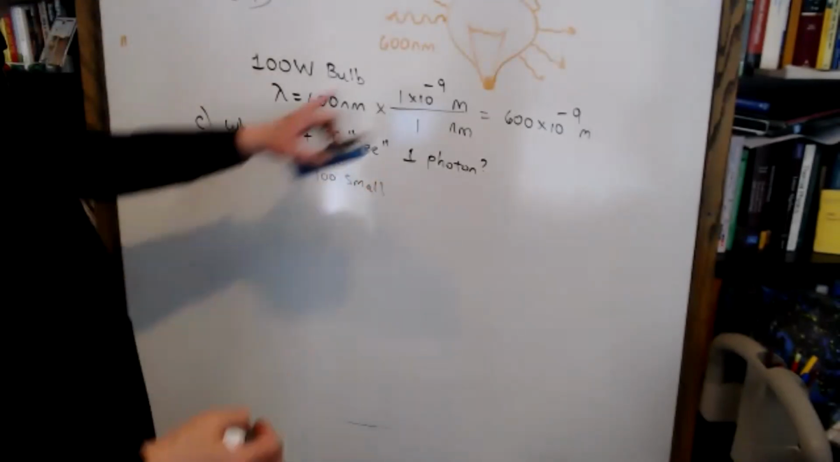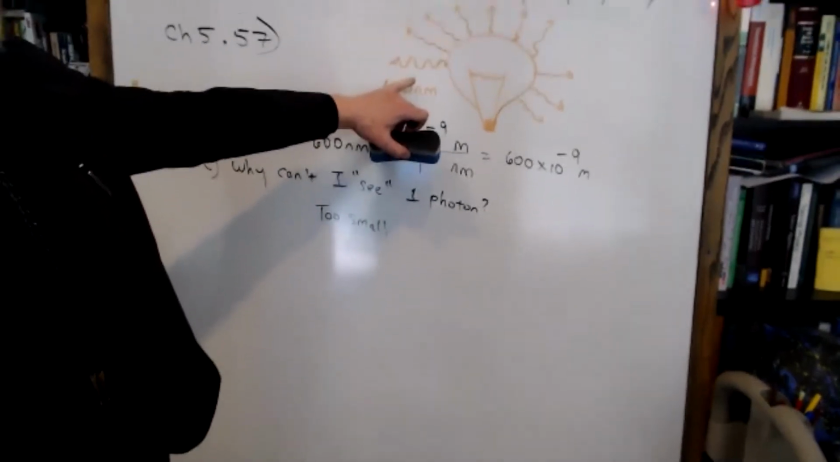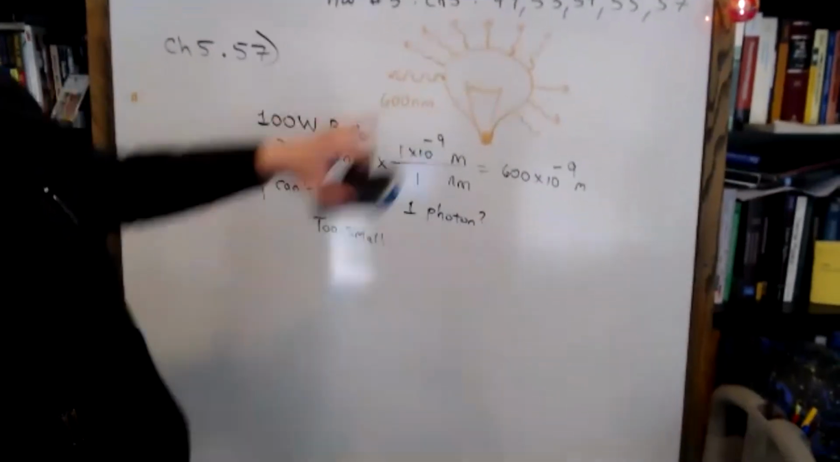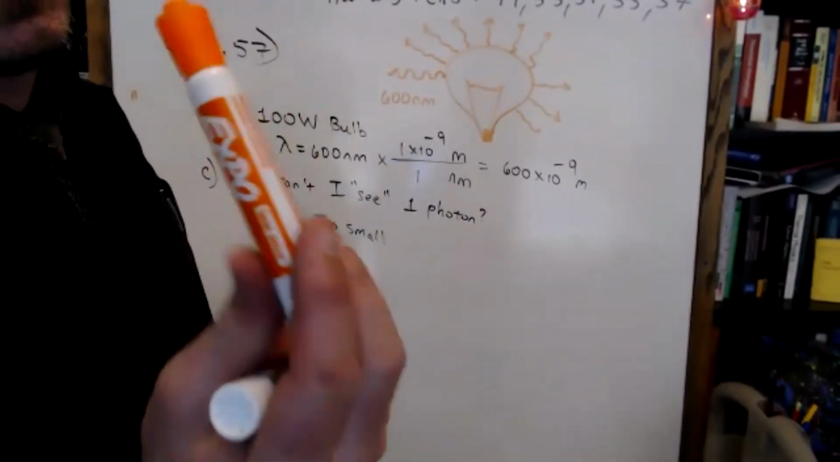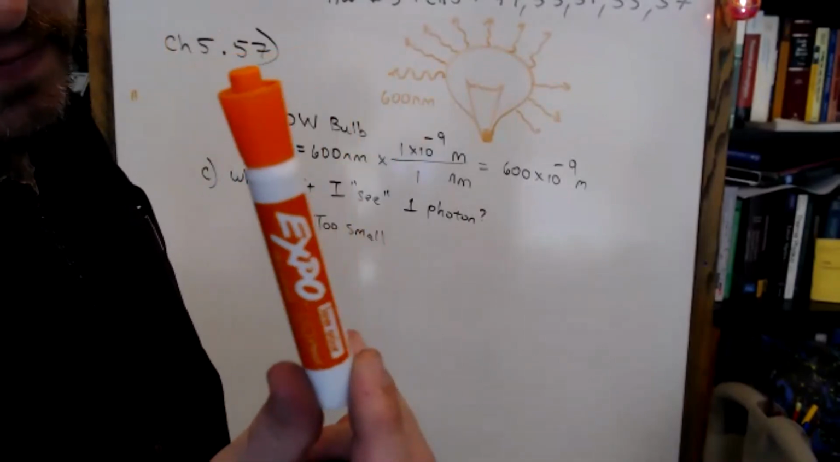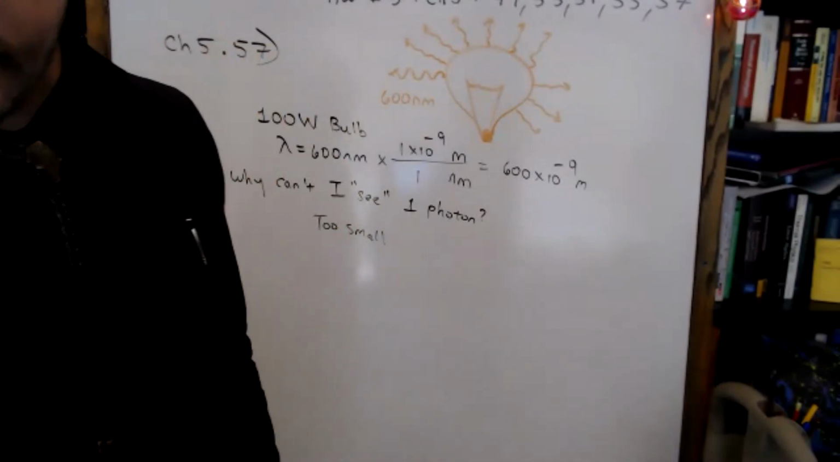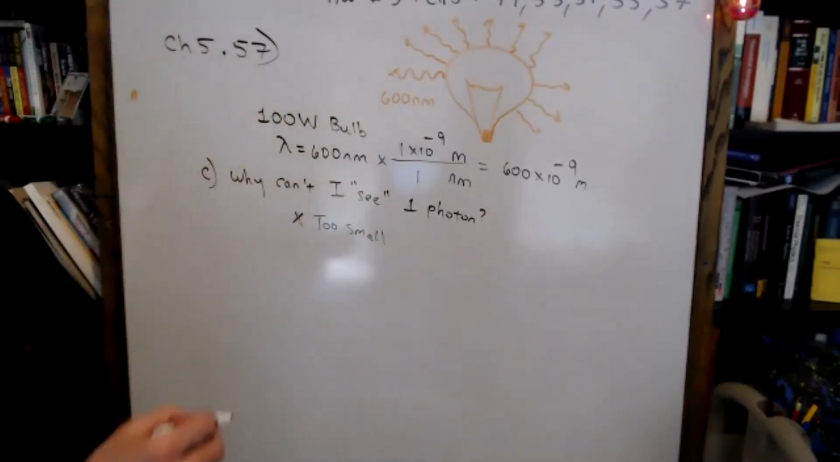I agree with you that 600 nanometers is a small wavelength, but it turns out, Brandon, that all orange light has a wavelength of 600 nanometers. So if 600 nanometers was too small for the eye to see, you wouldn't be able to see the color orange. So that's clearly not true. So too small is not the reason. What are some other options?